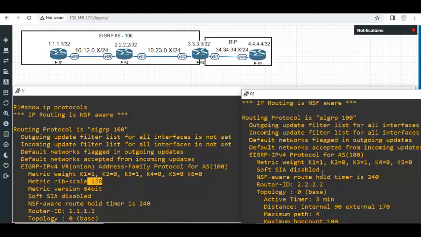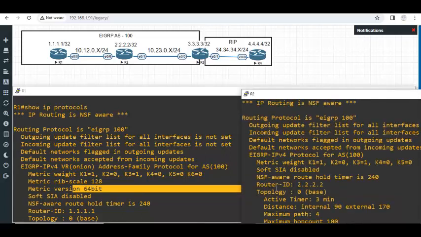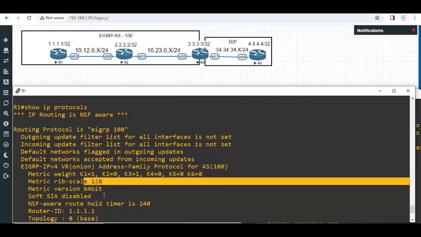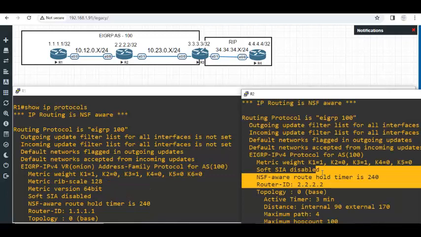And then hold time is the same here. Metric version is 64 bit. Sorry, this is buffer only. Buffer size is 128, bit is 64. This is 32 bit actually. It's not mentioned. And then a few other pieces of information you see, which are not here.